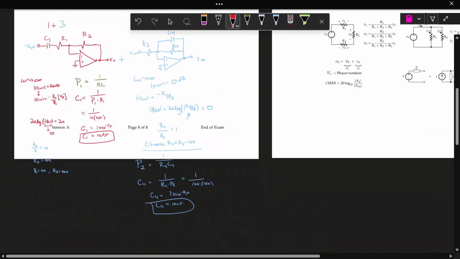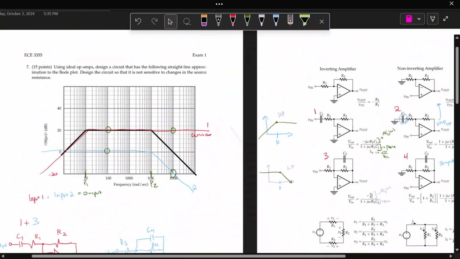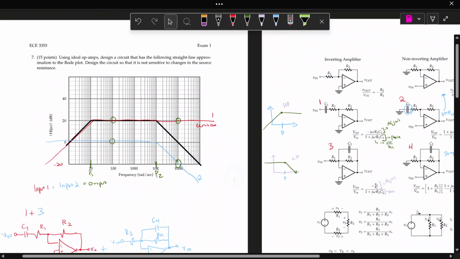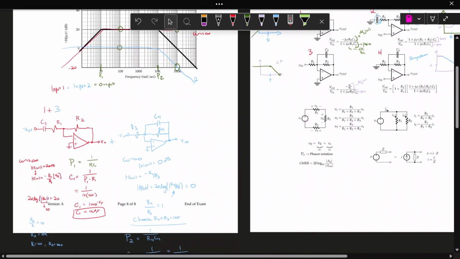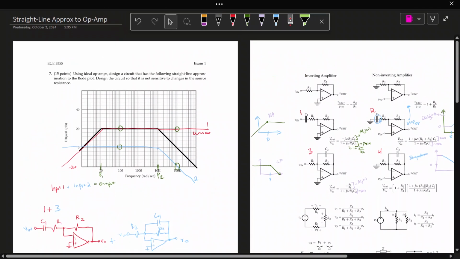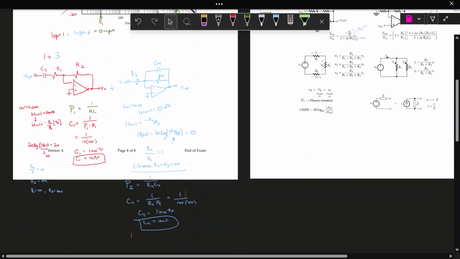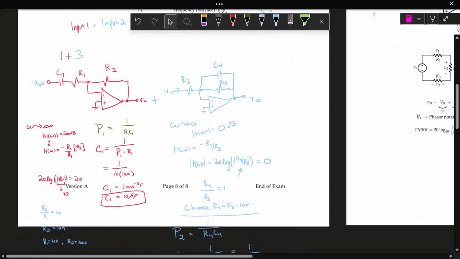We just need to put this together, right? So what does it say? It says design the circuit so that it is not sensitive to changes in the source resistance. Not sensitive to the changes of source resistance. What does that mean? Okay, so that means if we change the resistance of our source, our output voltage will not change. Okay, well, let's look. Let's analyze the first circuit. If we change the resistance value of Vn, will it change the output voltage?